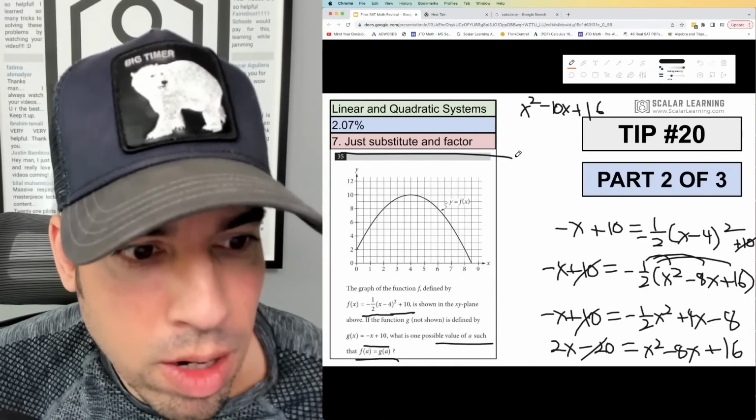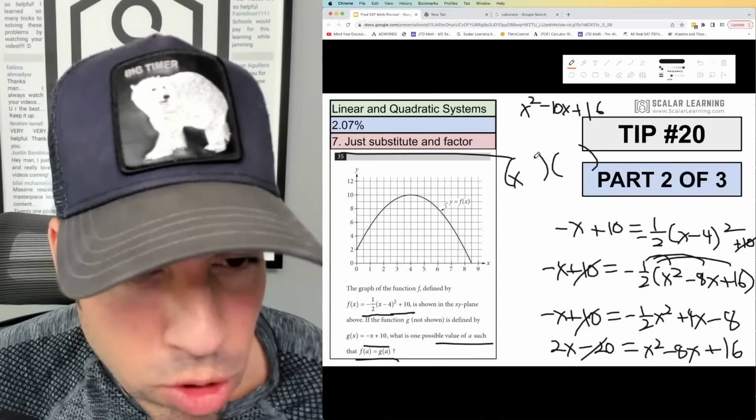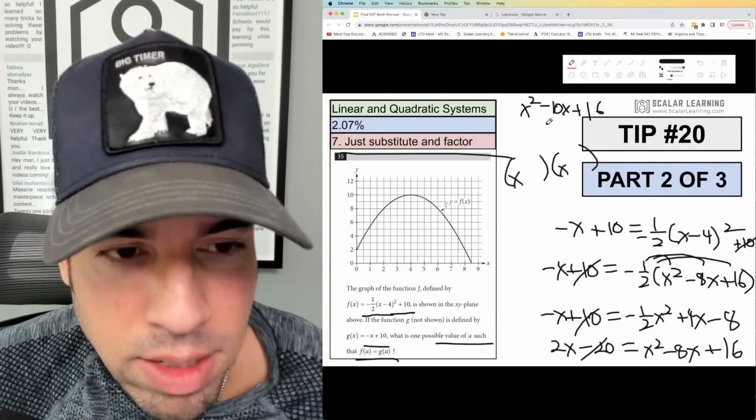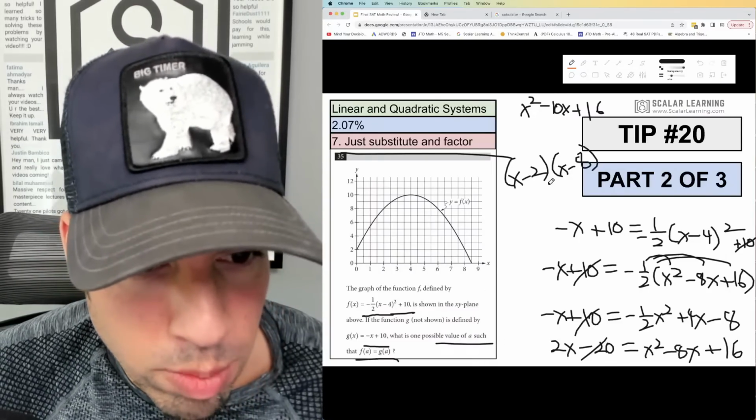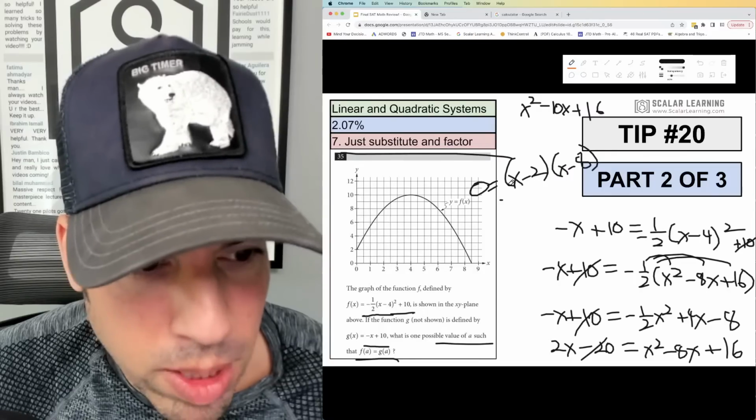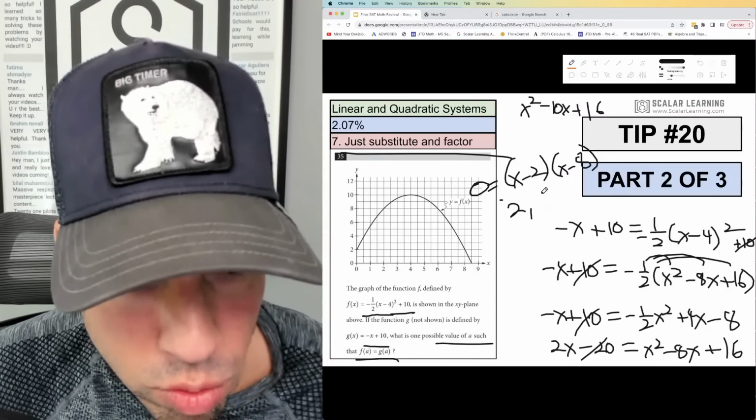Okay. And then we factor, boom. What two numbers multiply to 16 and add to negative 10? It's minus 2 and minus 8. And so the two values would be, because this is equaling 0, by the way, now, right? The two values are either 2 or 8.